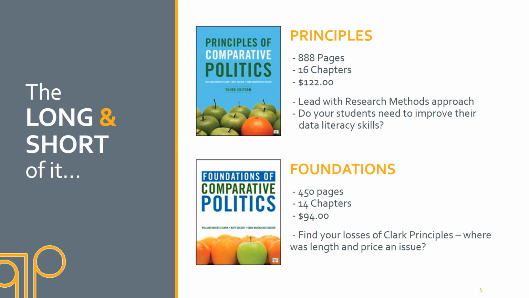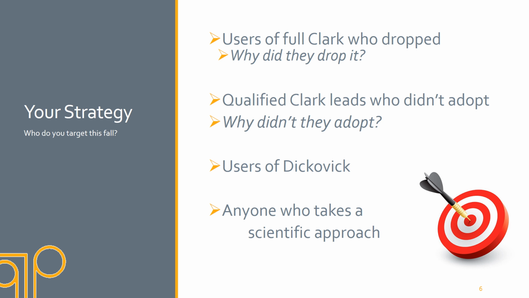And let's talk now about kind of the strategy. So why did we bring this book out, and who is it that you're going to be going after this fall? First and foremost, we want you to take a look, and when you get to the sales meeting, we're going to actually provide you this list of leads. So you'll have all these names of people who used the previous edition of Clark, but for whatever reason did not roll to the new edition last year.